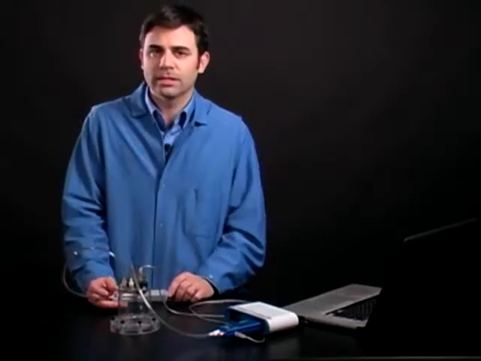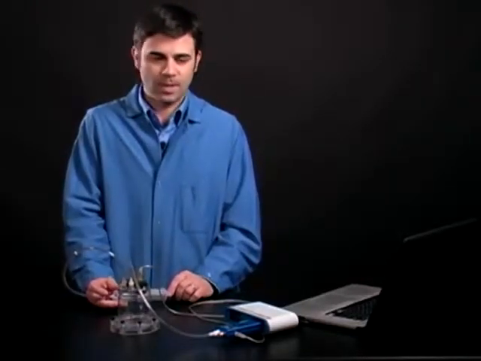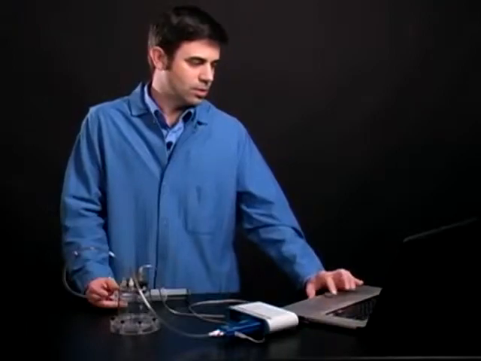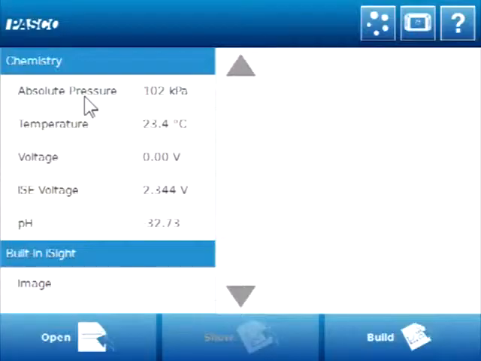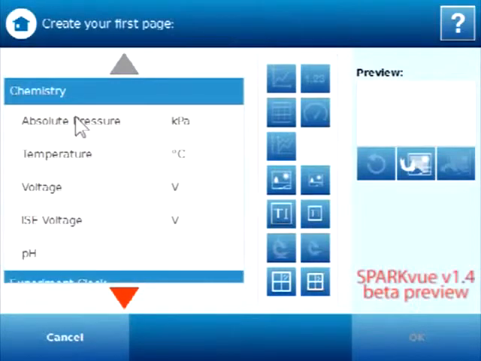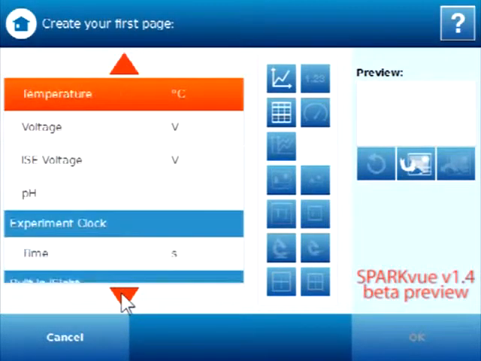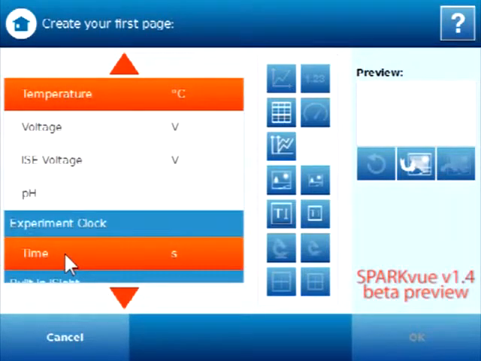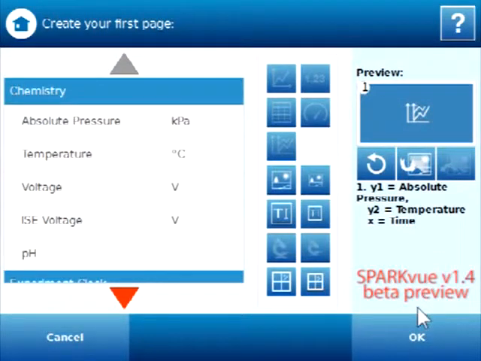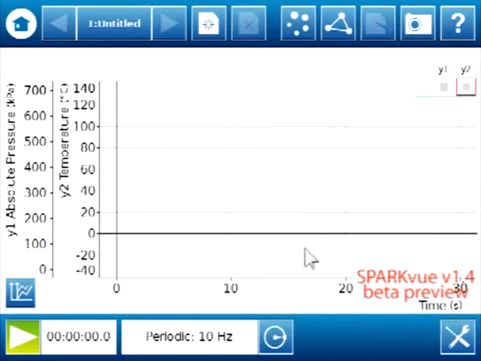So first we're going to look at this as a way to study gas properties. I'm going to go over to Spark, and I'm going to use a new feature in Spark. So I'm going to build a page, and I'm going to look at pressure and temperature on a multiple y-axis. So I'm going to look at those two things versus time. I'm going to click the multiple y, hit OK. And now I have pressure and temperature on the y-axis and time on the x-axis.